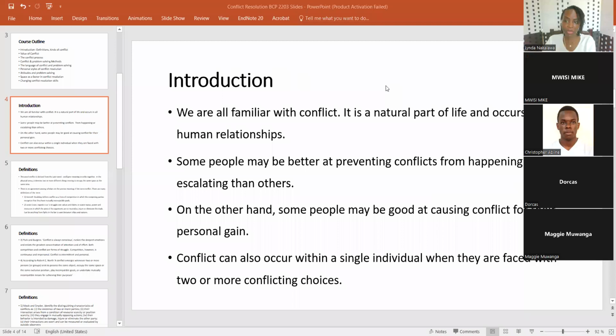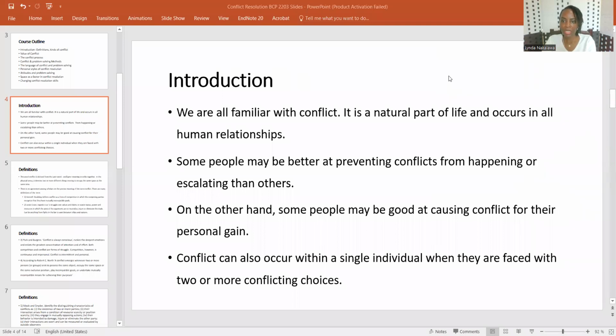But you see, that tells me something, guys. And I'm hoping that we can work together on this one, that if you have logged on to the class, actually be present so that we spend more time and energy on what we actually have to learn rather than spending more time on finding excuses as to why things have not gone the way that they should. Anyway, based on what I have seen, we are all familiar with conflict, right? We are all familiar with conflict because it's a natural part of life and it occurs in all human relationships.